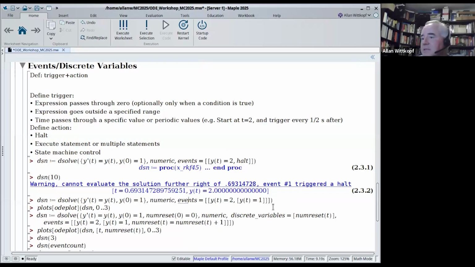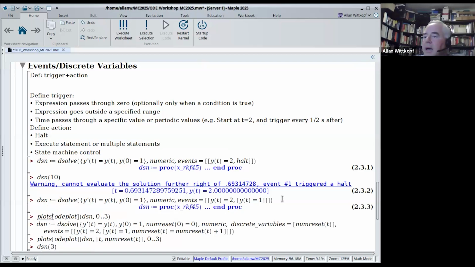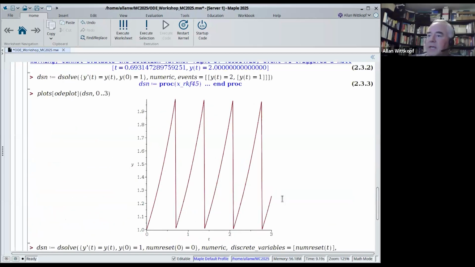We can do something different. We can say, well, instead of halting, let's reset the value of y back to 1 every time it hits 2. And we get this. So it goes up to 2, reset, up to 2, reset. For those familiar with the terminology, this is a reinit. So we reinitialize the problem every time it hits a certain value.